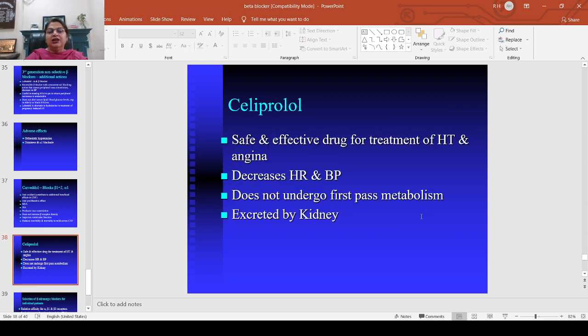Celiprolol, another drug, it is safe and effective drug in the treatment of hypertension and angina as it decreases the heart rate and blood pressure. It does not undergo the first pass metabolism and it is excreted by kidney.